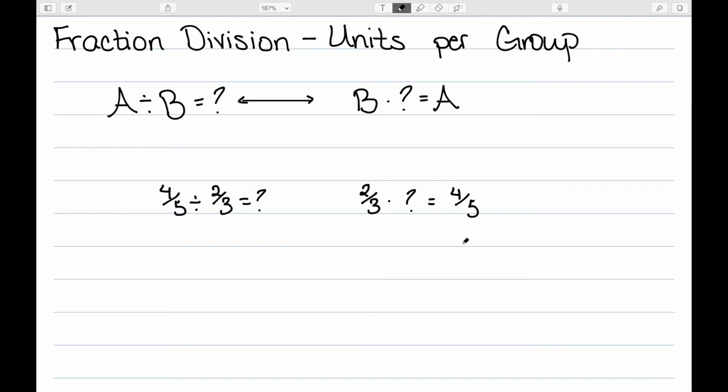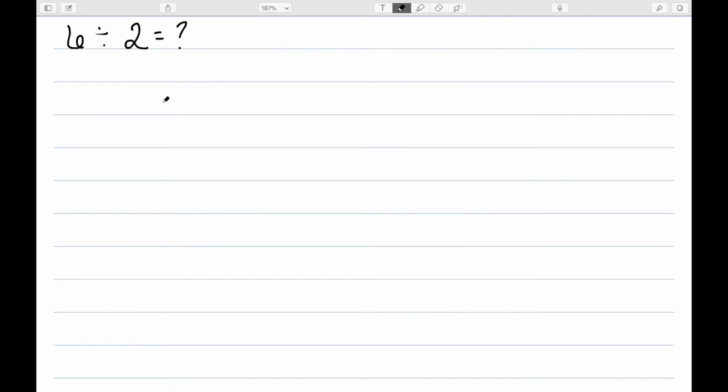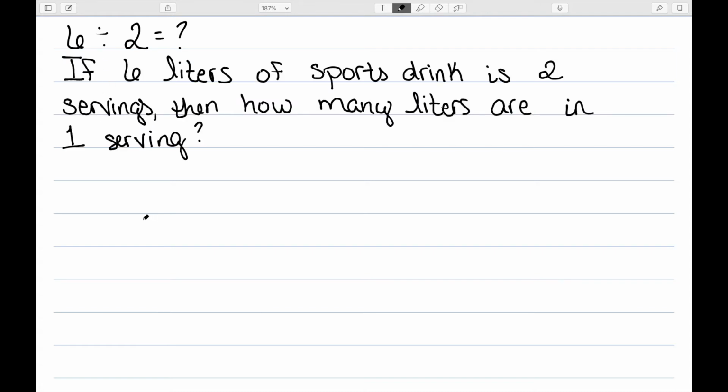So I want to look at ways that we can organize these problems and think about these problems using tables, strip diagrams, and double number lines. Similarly to the previous video, let's start with a whole number problem and then look at comparing that to the fraction version of this problem. For this one, let's consider the problem if we have 6 liters of sports drink, it's 2 servings, how many liters are in one serving?